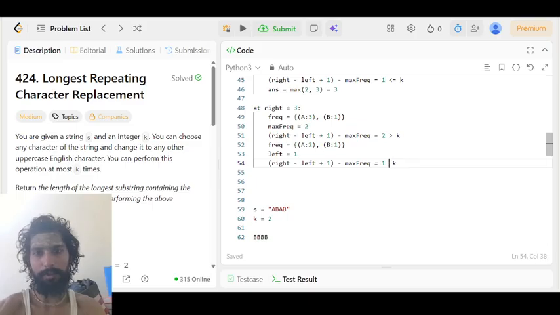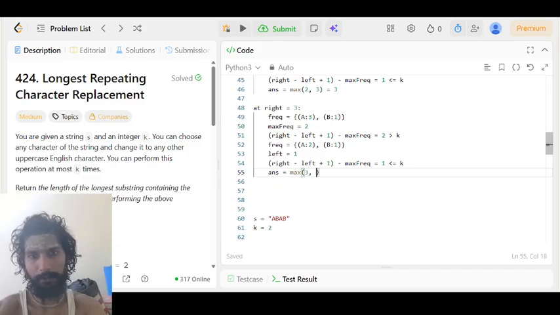That is less than or equal to k. So answer will become max of 3 comma right minus left plus 1, which is 3. So that will remain as 3.